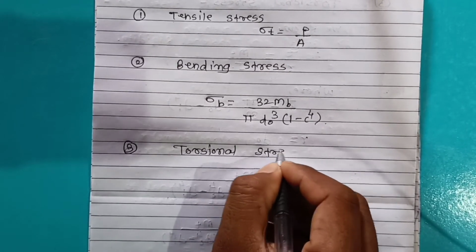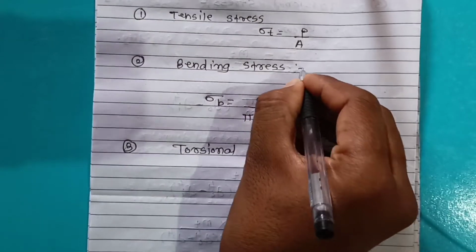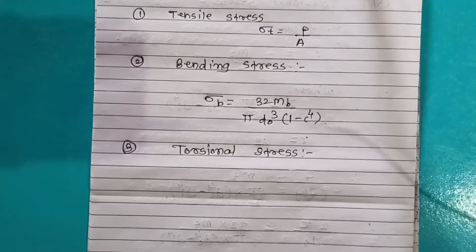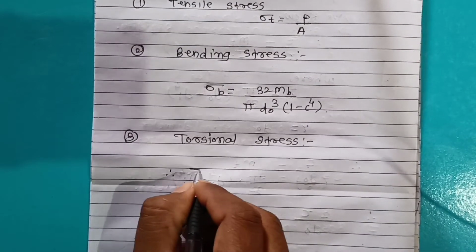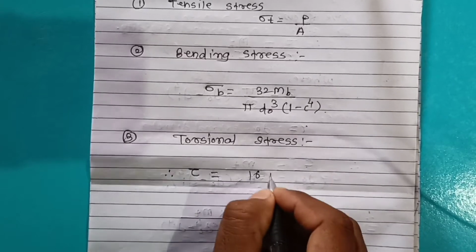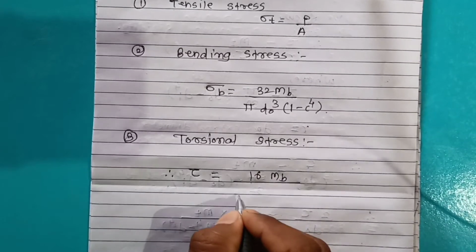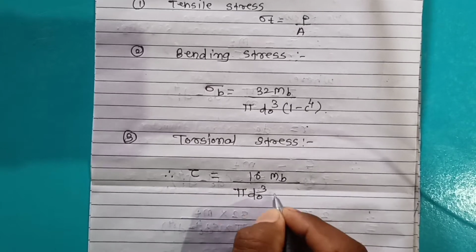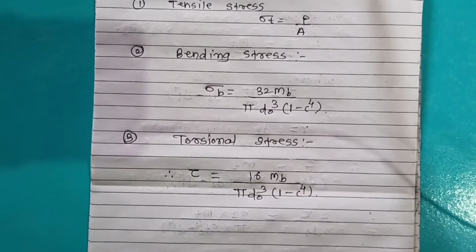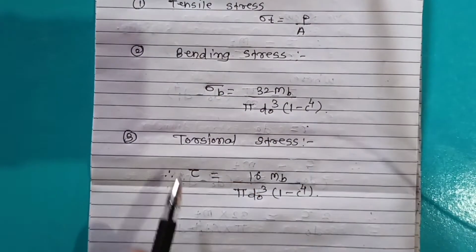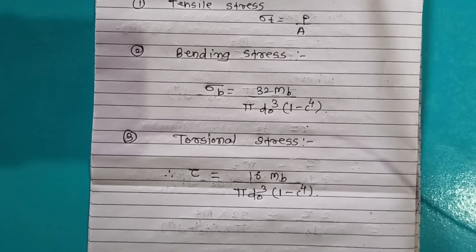Torsional stress is due to the rotation of the shaft; twisting acts on the shaft, and because of this twisting a torsional moment acts on the shaft. This torsional stress is represented with the help of tau, and the formula is 16 Mt divided by pi do cube into 1 minus c raised to 4. These three formulas for the hollow shaft in the first design procedure are based on strength.